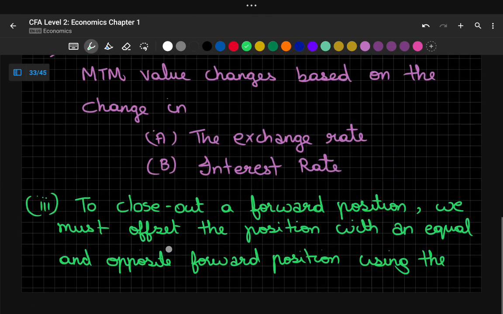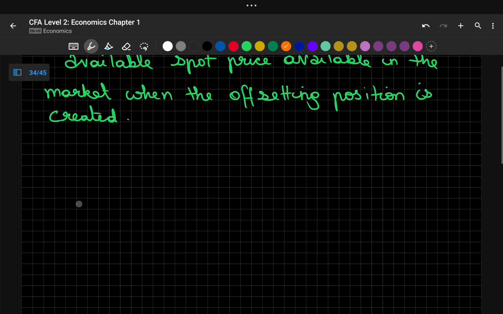The third point explains that if you have a forward position, to close out the position, you will have to enter an offsetting position, and the offsetting position has to be an equal and opposite contract. So if you have entered into a 3-month long contract for 1 million euro, you will have to enter a 1 million euro short contract. Now we can understand this with the help of an example.